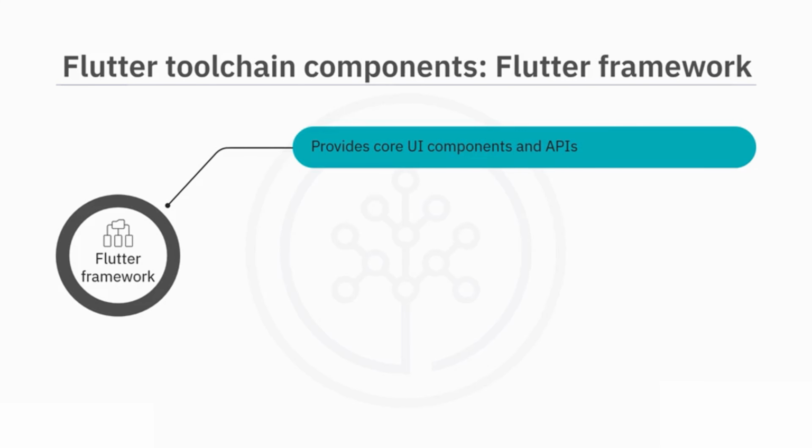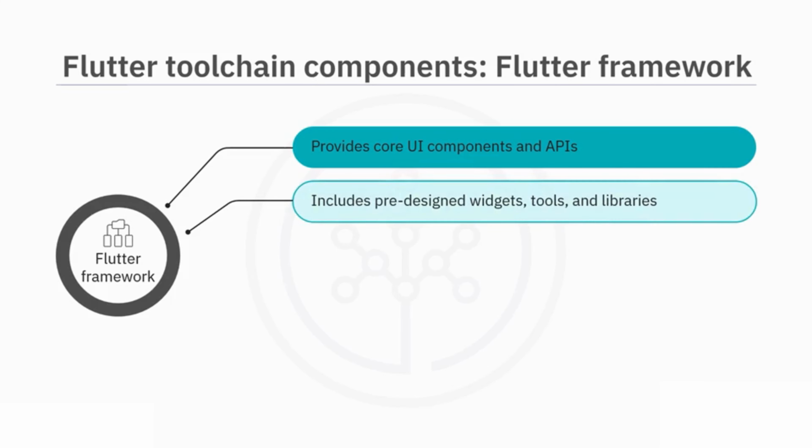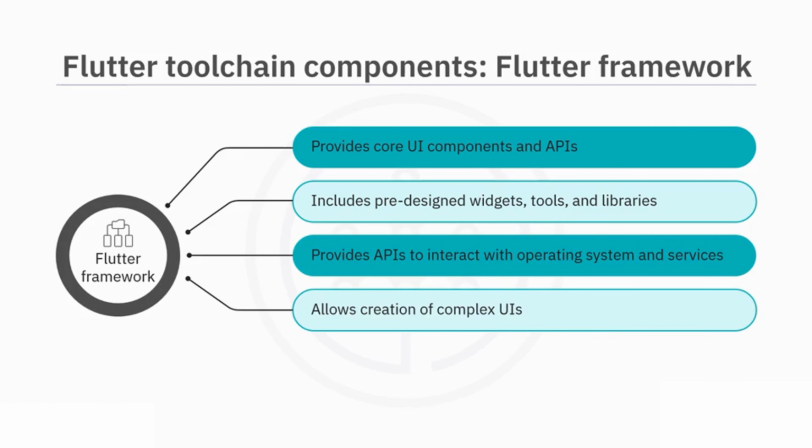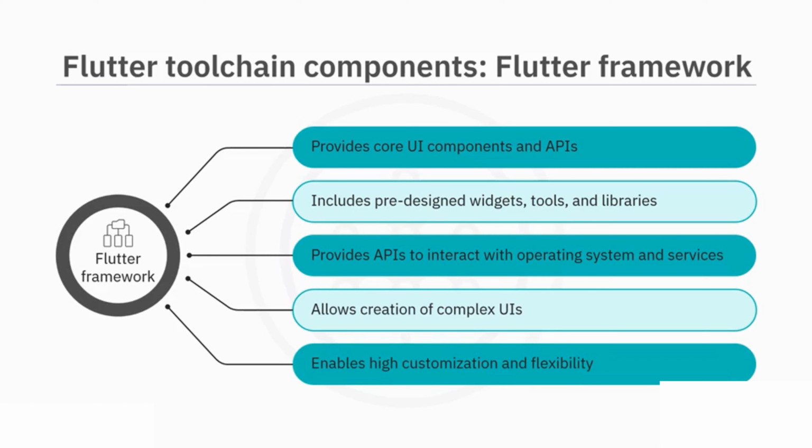Another component of the Flutter toolchain is the Flutter framework, which provides the core UI components and APIs for building Flutter apps. This framework includes a comprehensive set of pre-designed widgets, tools, and libraries to help you build beautiful and responsive user interfaces. It also provides APIs for interacting with the underlying operating system and services. The framework further allows you to create complex UIs by composing widgets together, enabling high customization and flexibility.